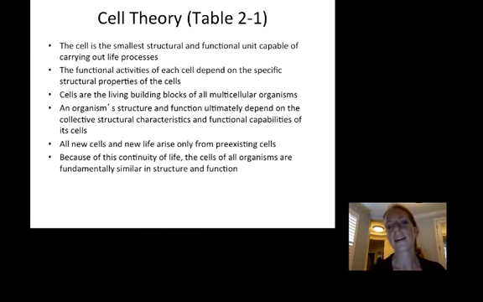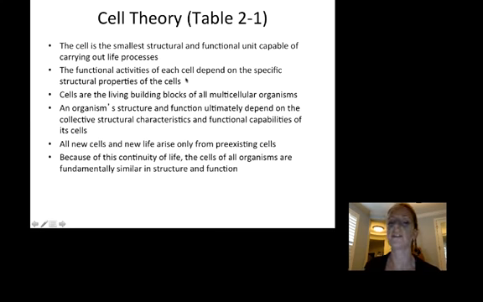So cell theory, the classic cell theory, is that the cell is, again, the building block of life. So these are the formalized parts of the cell theory from table 2.1 in your textbook. So the cell is the smallest structural and functional unit capable of carrying out life processes. So no cells, no life. The functional activities of each cell depend on the specific properties of the cells structurally. So how each cell works depends on what it is made up of.